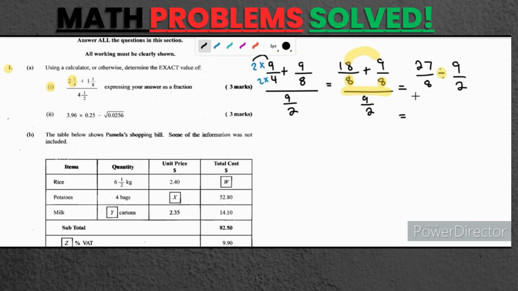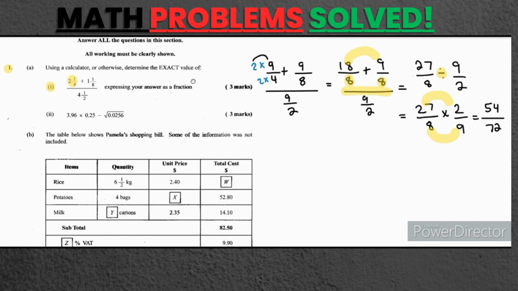You will convert it into multiplication. So what will happen if you convert it into multiplication? This fraction will be swapped. It's 9 over 2. This will become 2 over 9, right? Then you will multiply the numerator with the numerator, denominator with the denominator. You know 27 times 2 is 54, right? And 8 times 9 is 72. So you got 54 over 72.